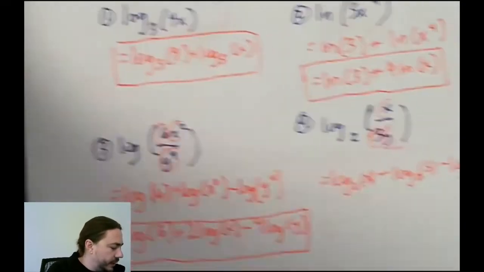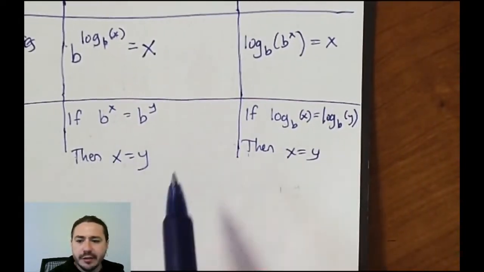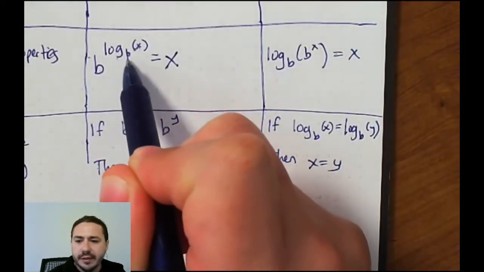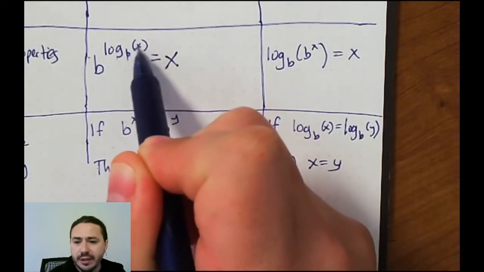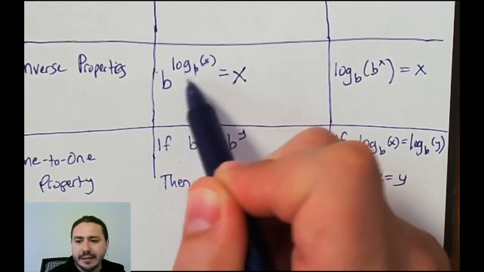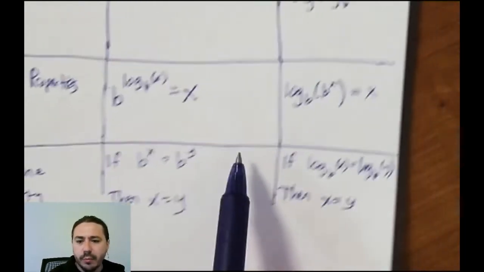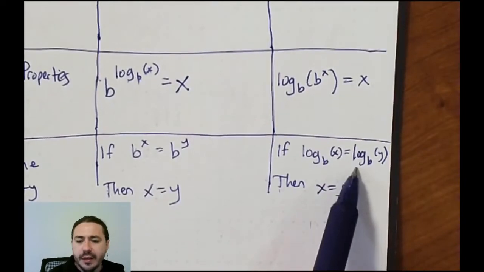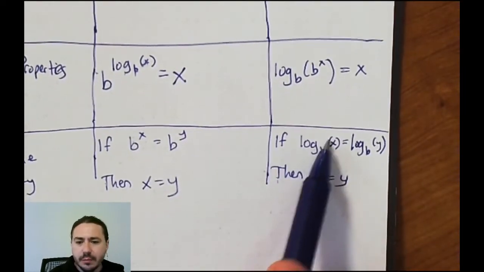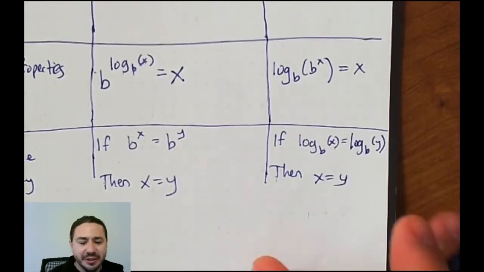Let me scoot back here and say that if you've got a base raised to log base with the same base, then you're just left with the argument. And this inverse property is how you cancel out whatever you have. That leads to the one-to-one property, which says if you've got two logs with the same base, then you can just drop the base, so to speak, and set the arguments equal to each other.